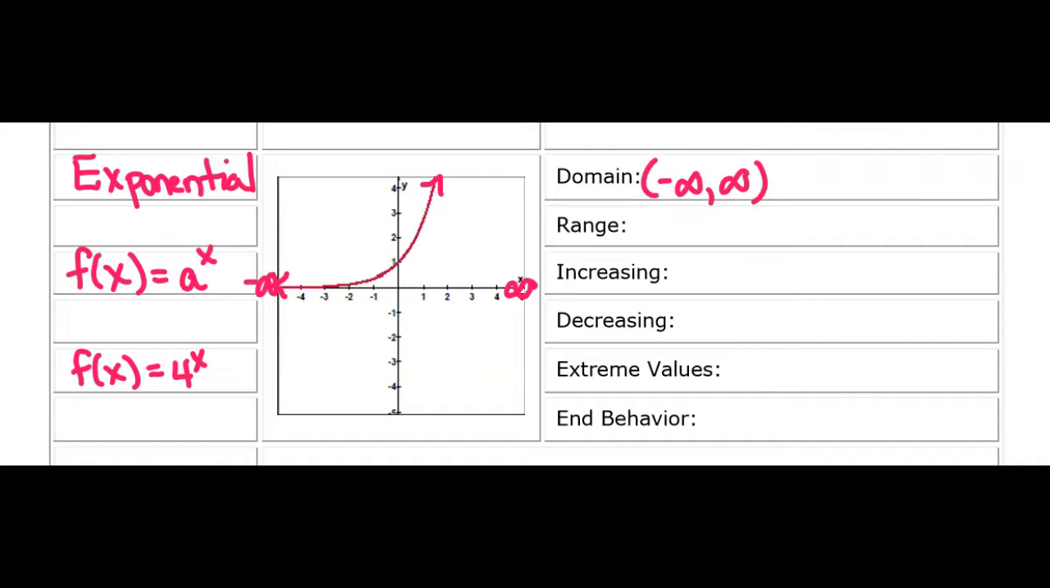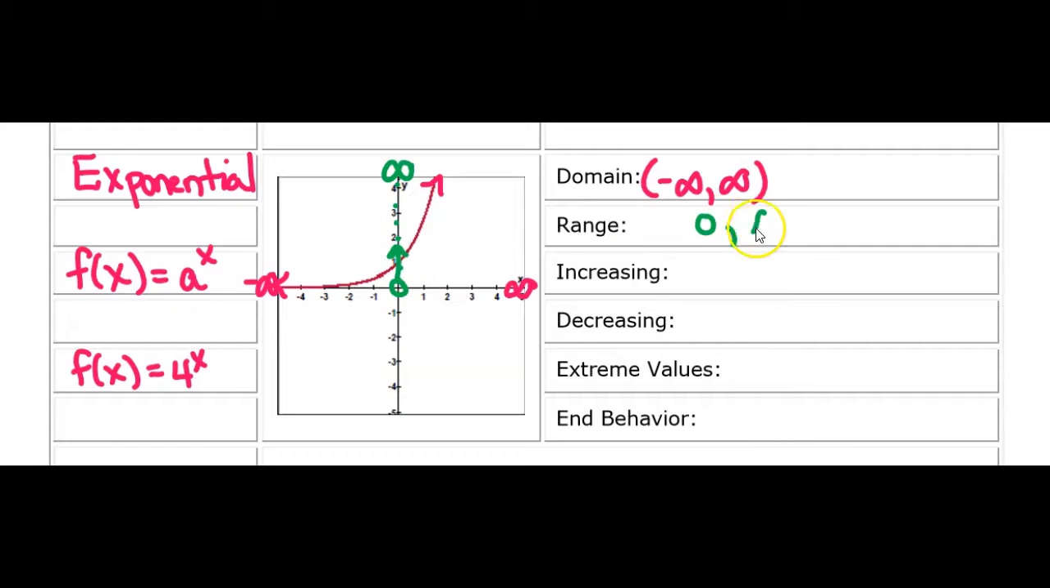Range on this one, let's take a look at that. The graph is definitely going up infinitely. How far does it go down? Well, it looks like it's going to go down to almost 0 because this is actually an asymptote line, so it is never going to get to 0. So basically, it's going to be everything greater than 0 to positive infinity.